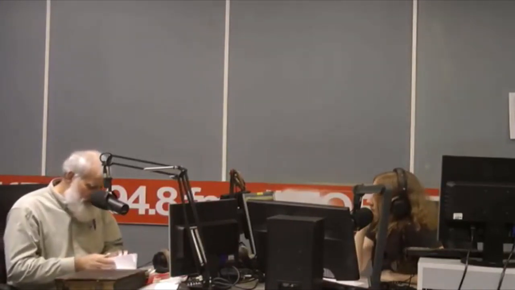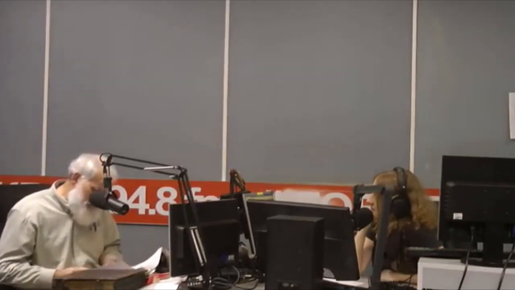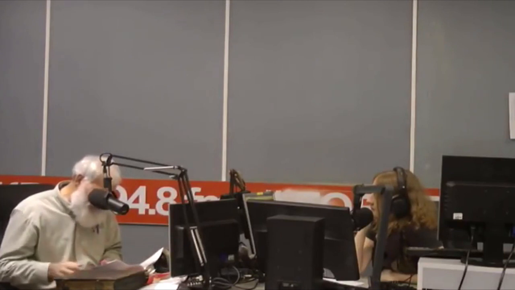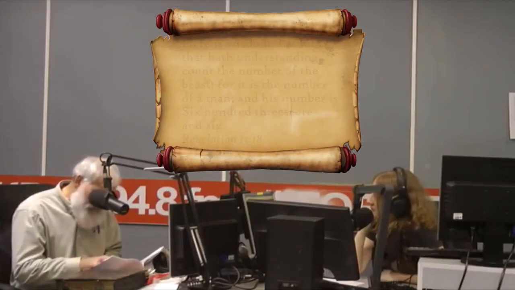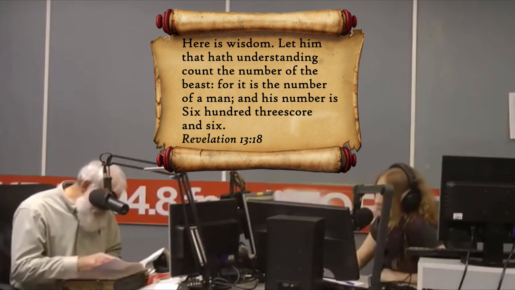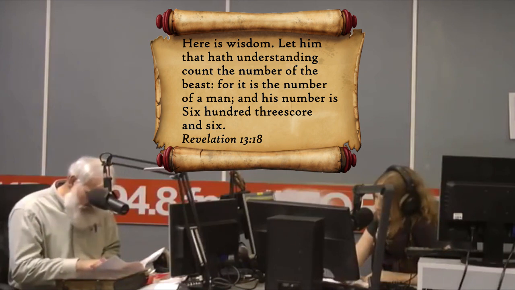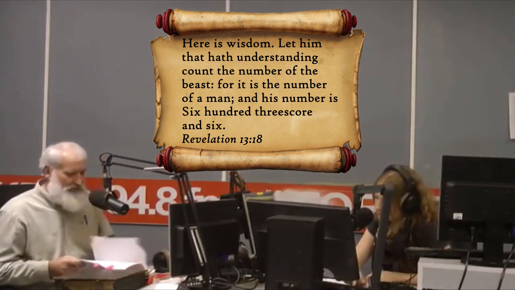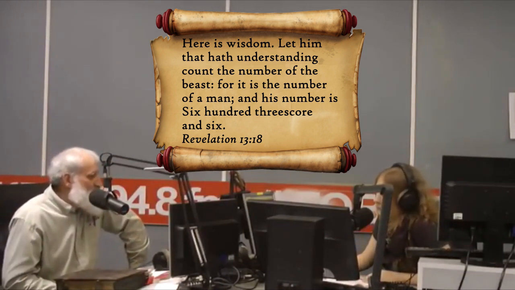666 is taken from the book of Revelation. In the Revelation, it is said about several beasts that will appear before the end of the world. And it is said that one of these beasts will have the number of a man. Here is wisdom. Let him that hath understanding count the number of the beast, for it is the number of a man, and his number is 666. So, in the Revelation, the number 666 is called the number of a man.